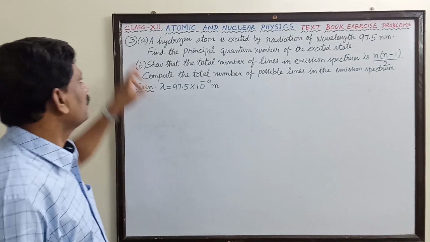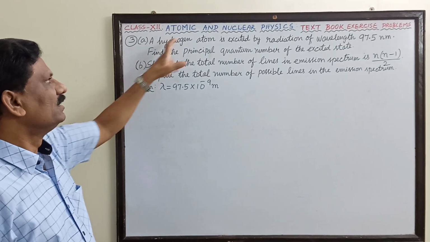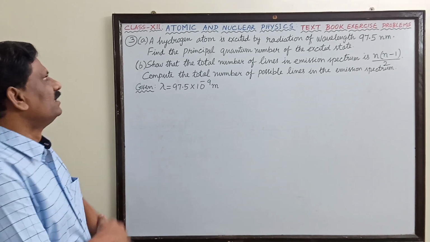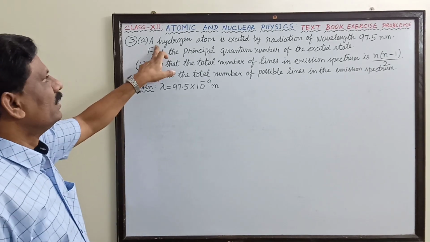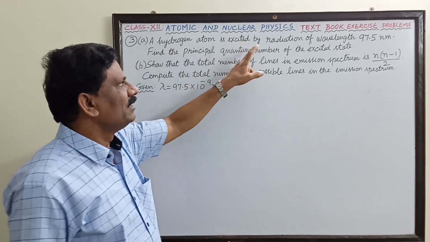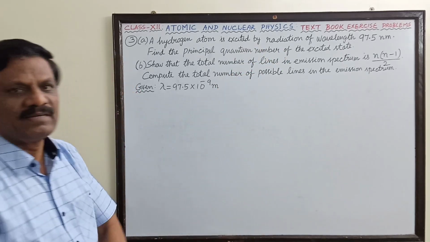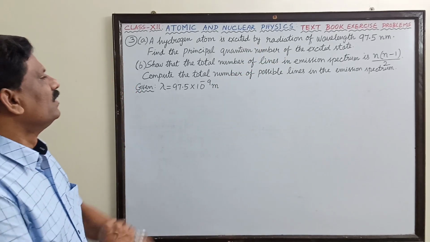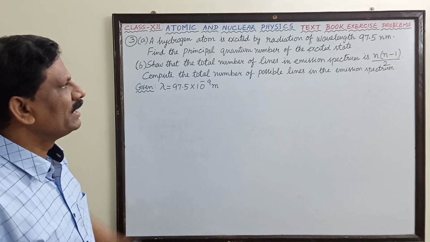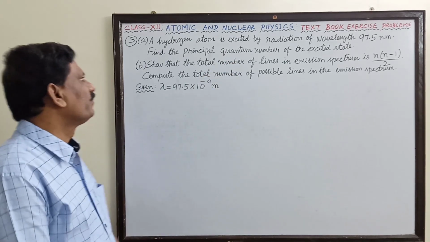Hi students, now problem number 3 in atomic and nuclear physics. So subdivision A, a hydrogen atom is excited by radiation of wavelength 97.5 nanometer. Find the principal quantum number of the excited state.